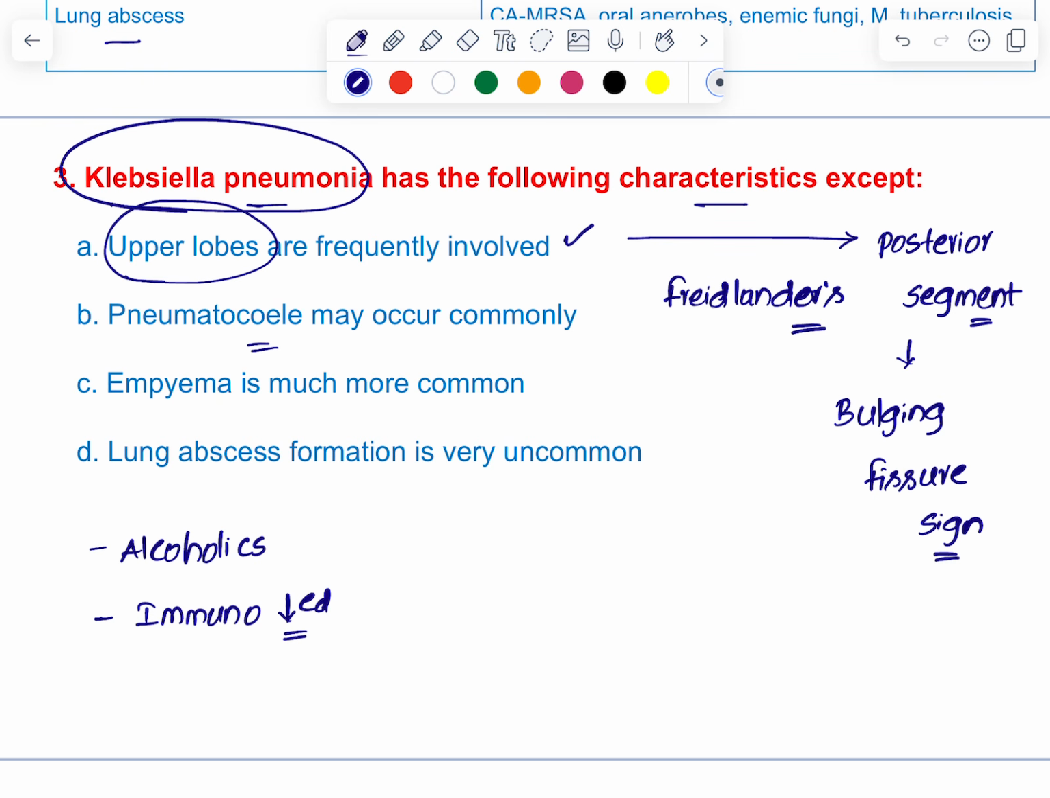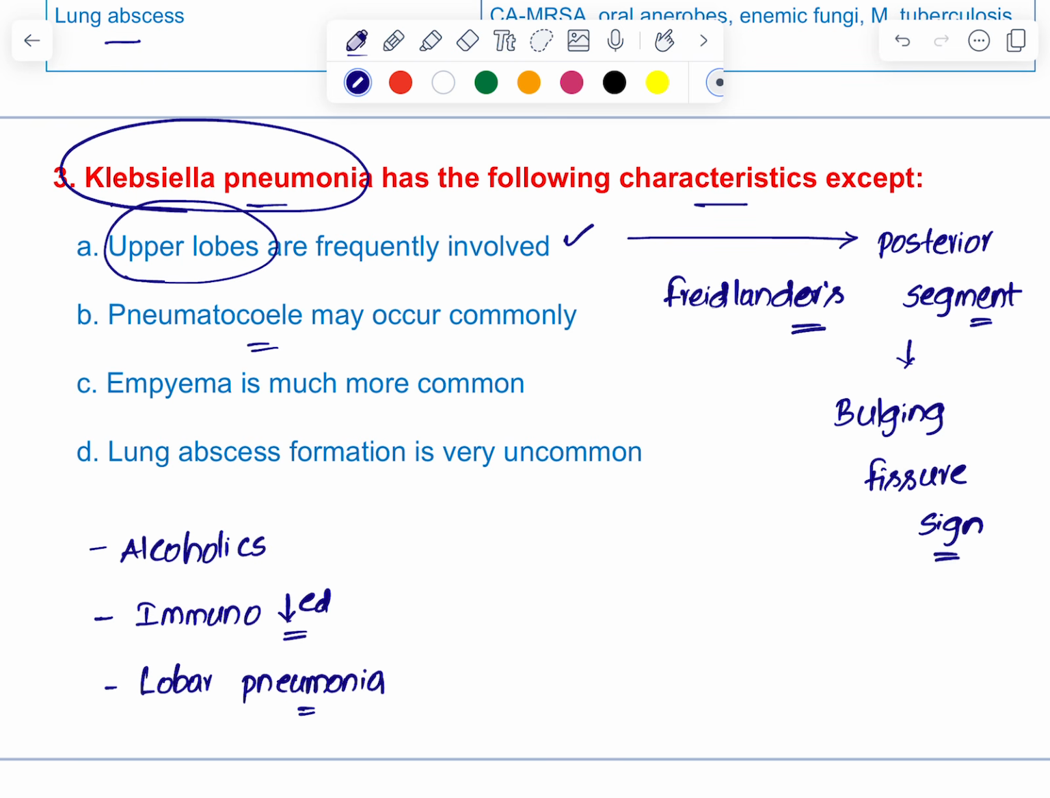Then coming to the chest x-ray. The chest x-ray shows homogeneous non-segmental lobar consolidation. So what type of pneumonia is caused by Klebsiella? The type of pneumonia caused by Klebsiella is lobar pneumonia. And which particular lobe? That is the posterior segment of the right upper lobe, and that is what is called the bulging fissure sign. And in this individual, as I said, you have the presence of pneumatocele.